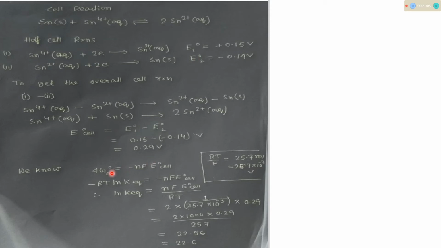Then just putting the values, and we also know that ΔG0 is minus RT ln K equilibrium, and this is equal to minus nF E0 cell. n is the number of electrons involved in this reaction. We can see that 2 electrons are involved in these reactions. This E0 cell is the overall standard potential of these reactions, not E0. These are the reduction potentials of the half cells, but this is the standard reduction potential of the overall cell reaction.